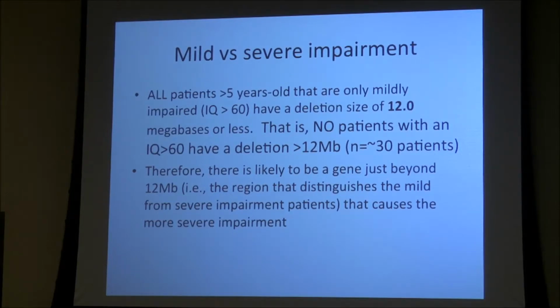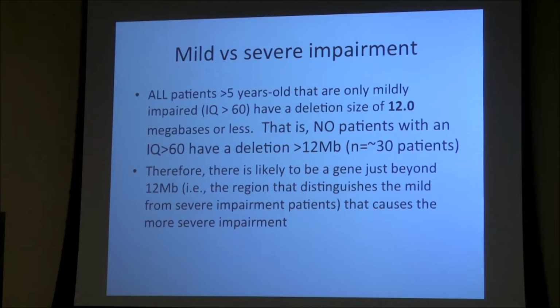So this is kind of to summarize that concept. All patients that we've tested that are over 5 years of age can be mildly impaired. Wait, let me say that again. All patients over 5 years old that are only mildly impaired have a deletion size of 12 megabases or less. Another way of saying that is no patient with an IQ over 60 has a deletion of greater than 12 megabases. And that's roughly based on a fair number of patients now. So what that tells us is somewhere at that 12 megabase region, there must be a critical gene. That's kind of the cutoff.